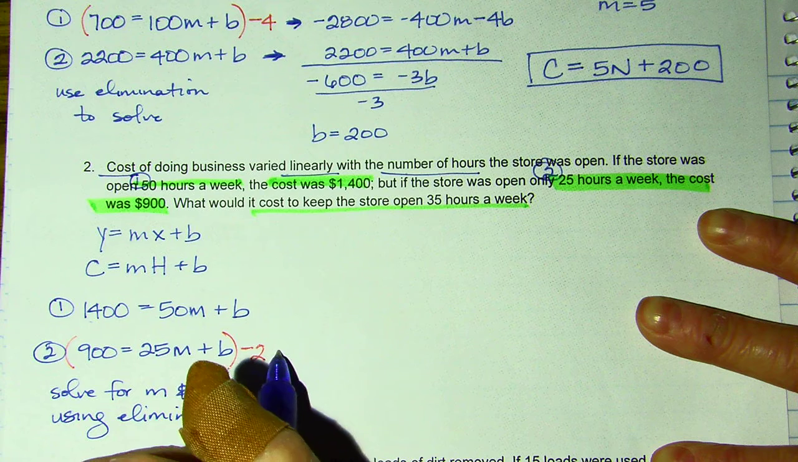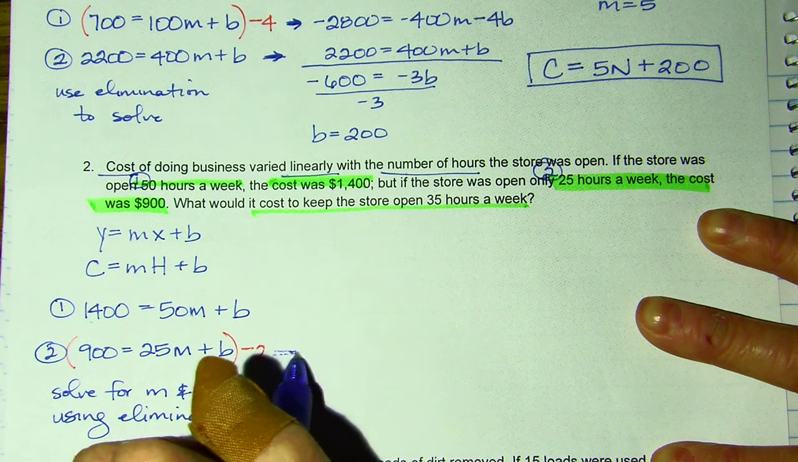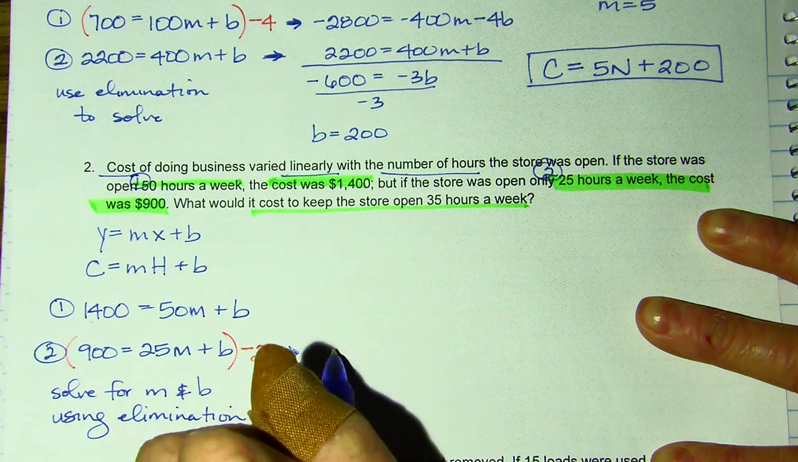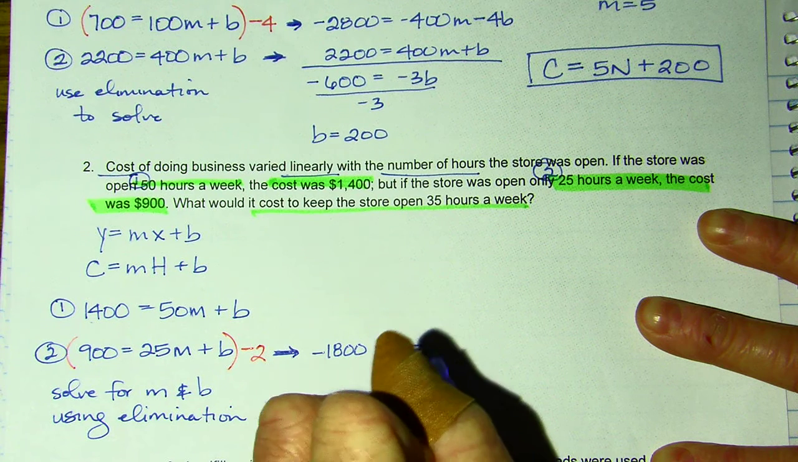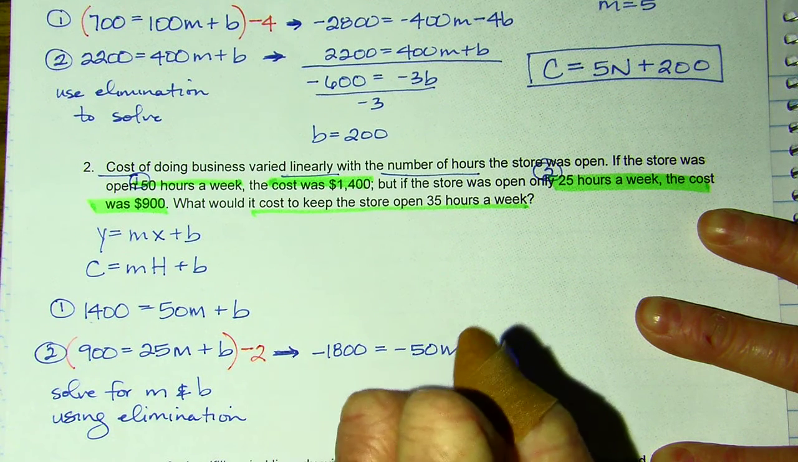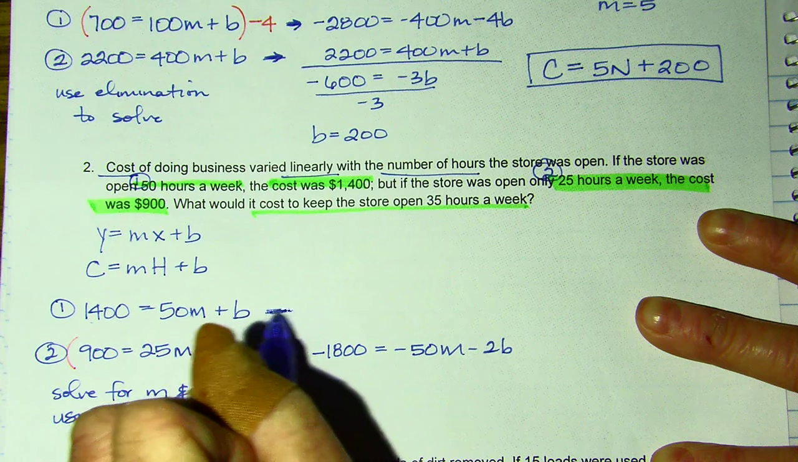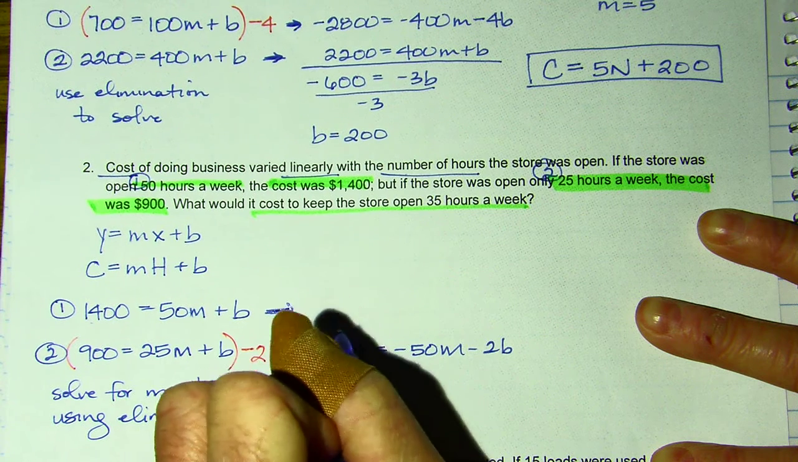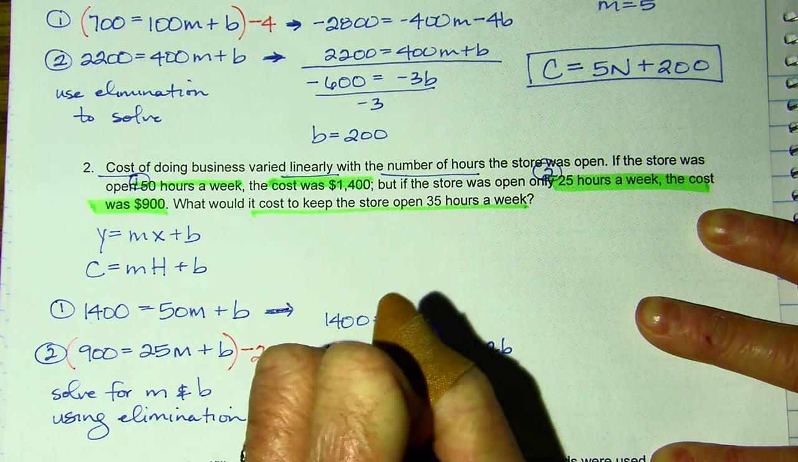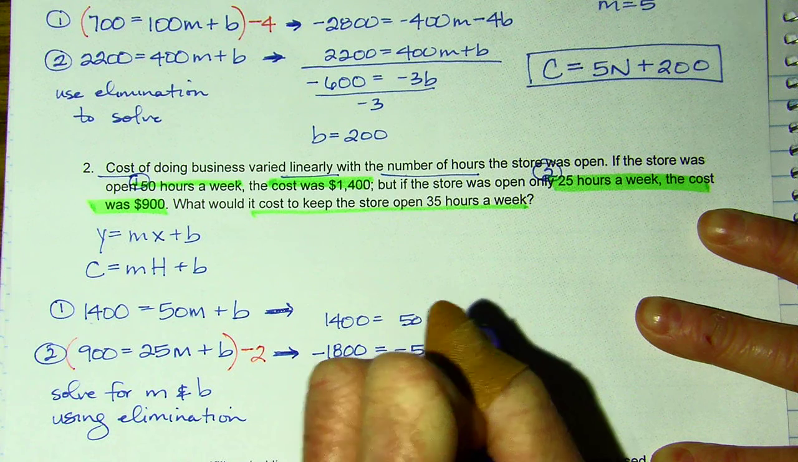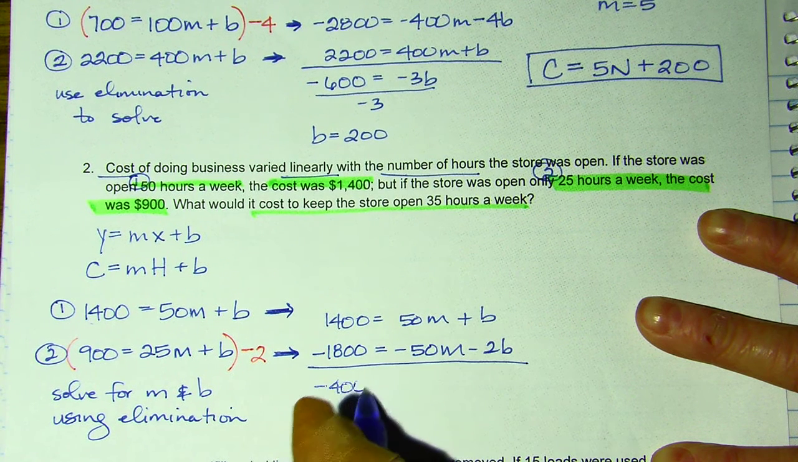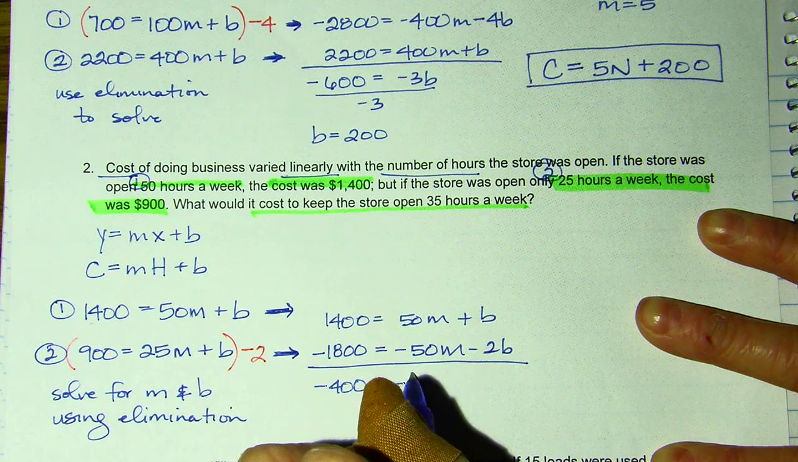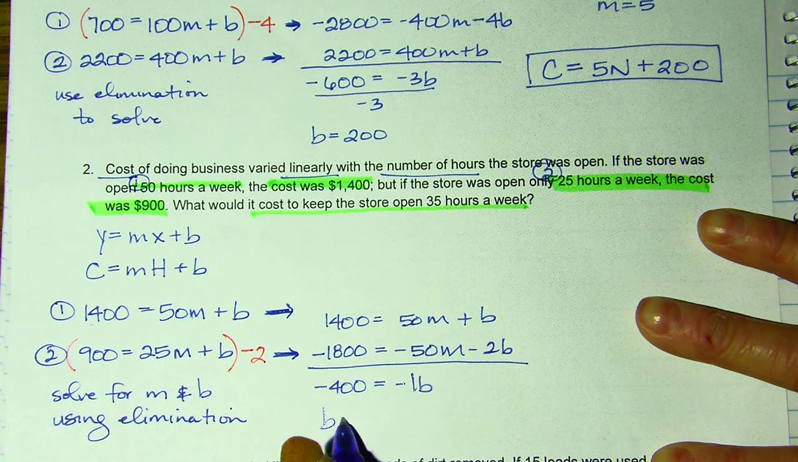So I'm going to write this here. So I have negative 1,800 equals negative 50 M minus 2B. And then I'm just going to bring this one right on top so that my terms are lined up. I'm going to add them together. So negative 400 equals negative 1B. So B equals 400.